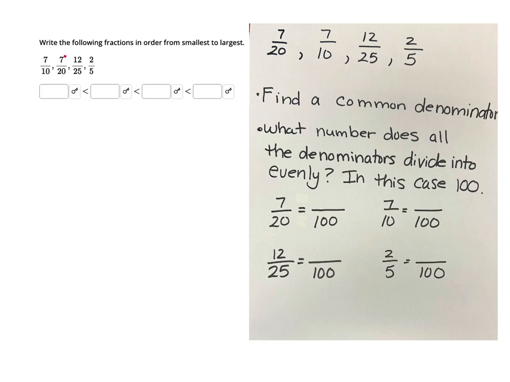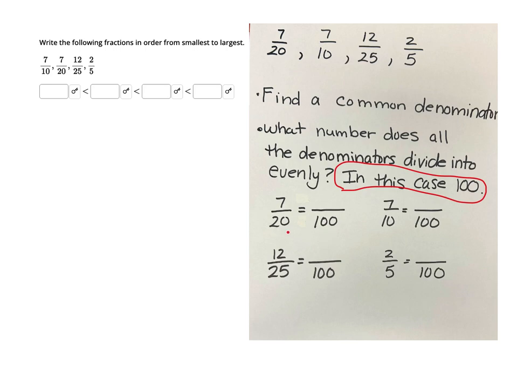So we have 7/10, 7/20, 12 over 25, and 2 over 5. So I need to find a common denominator for 10, 20, 25, and 5. So what that means is we're trying to find a number that all of these denominators will divide into evenly. So in this case, 100 will work. All of these numbers here divide evenly into 100. Okay, so we're going to rewrite all of these fractions with a denominator of 100.